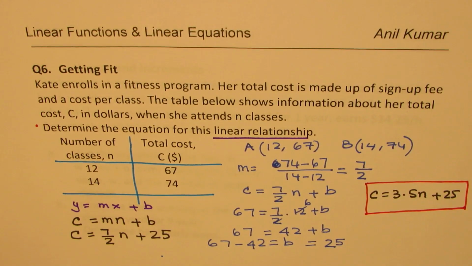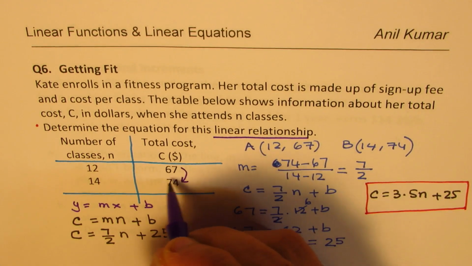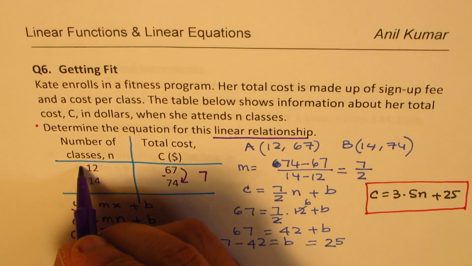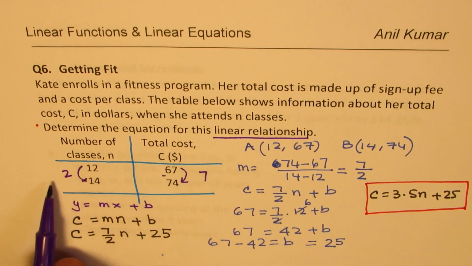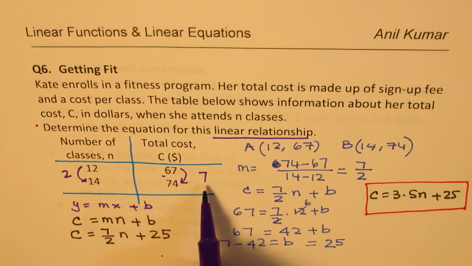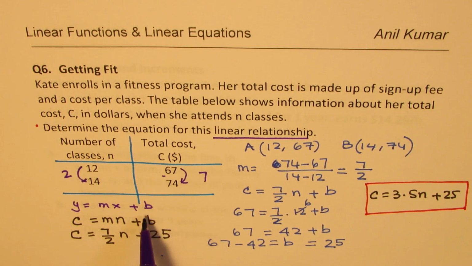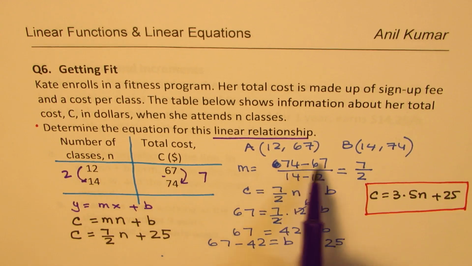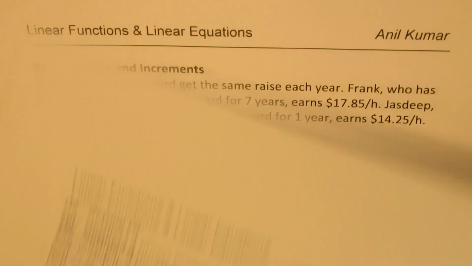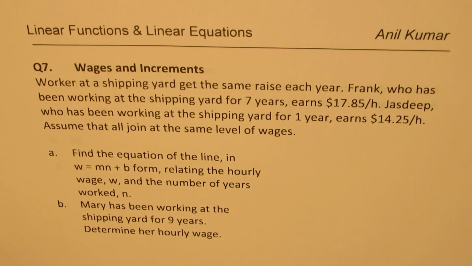Now in a multiple choice question, what you could do? Well, we need to just find the difference between the two, right? So here, when you find the difference, you get 7, right? And here, what is the difference? It is 2, right? So 7 divided by 2 is 3.5. So you get your rate, correct? So that is how you get your rate. And then you can find the value of b by substituting any one value. So it's the same thing, y2 minus y1 over x2 minus x1. I hope that helps. Now let's take up the next question, which is about wages and increments.